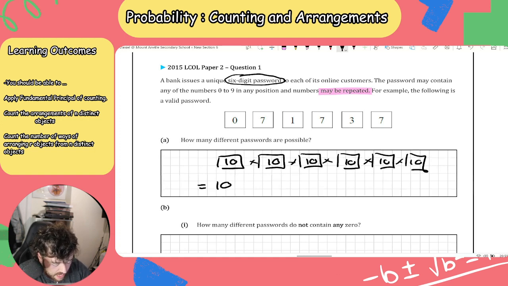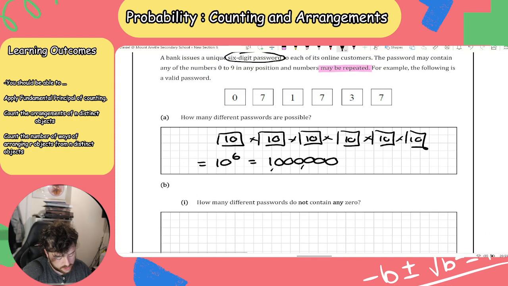That is 10 to the power of 6, which is a really big number. Whatever that is, 1 million. So we have 1 million possible passwords there.